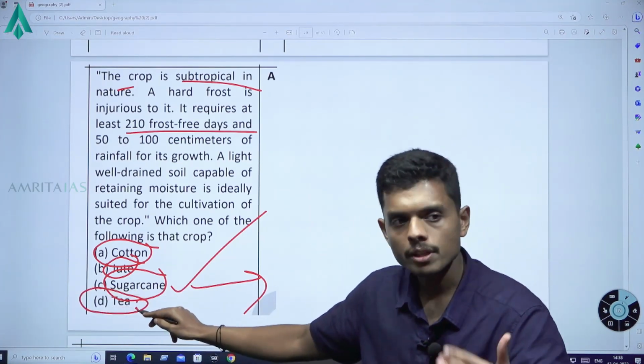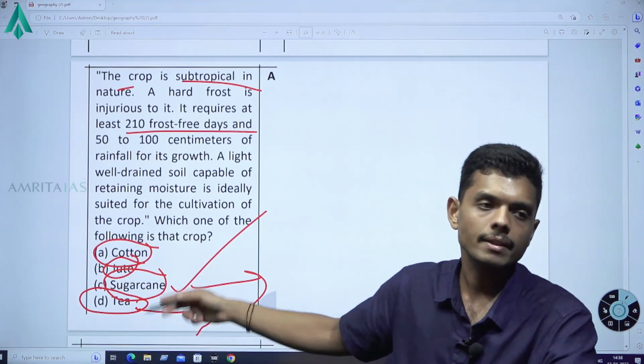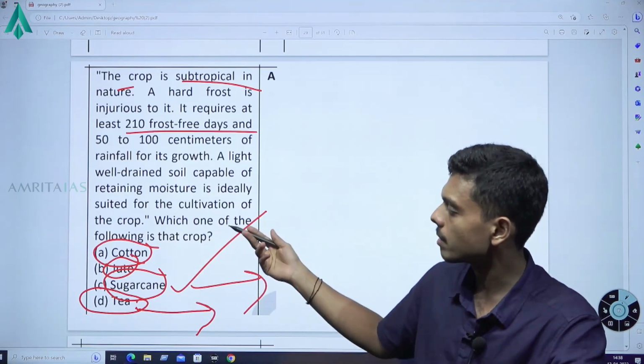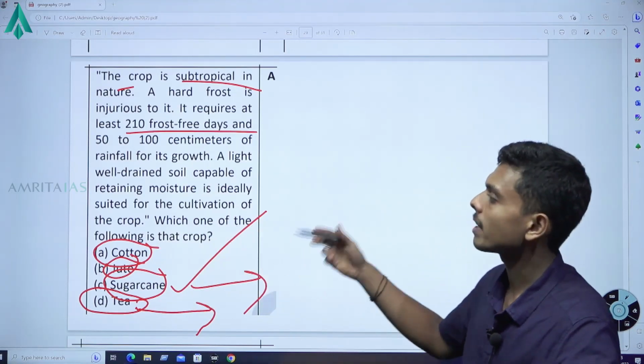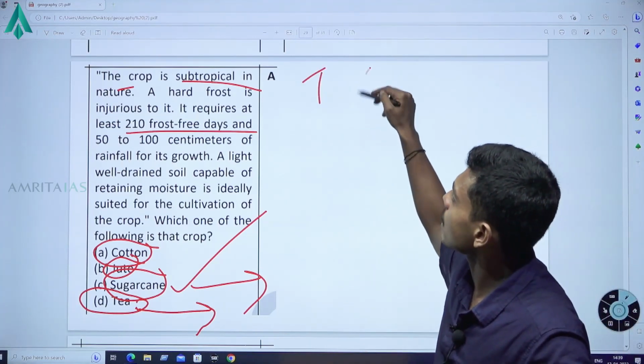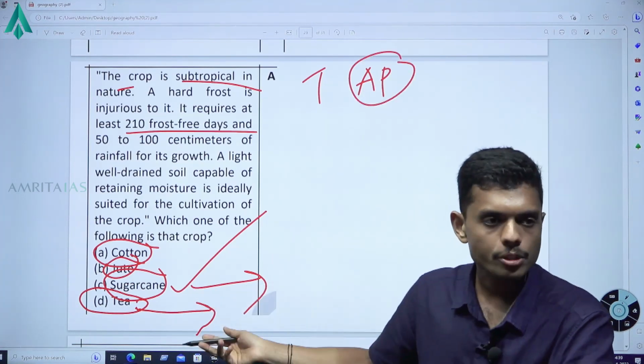Then tea again. This was asked two years down the line, right? Which of the following are the major tea producing states, and they give Kerala, Andhra Pradesh. Andhra Pradesh is given as wrong, according to the Tea Board of India. Tea Board of India said Andhra Pradesh is not a largest producer. So you can expect a Tea Board of India question.